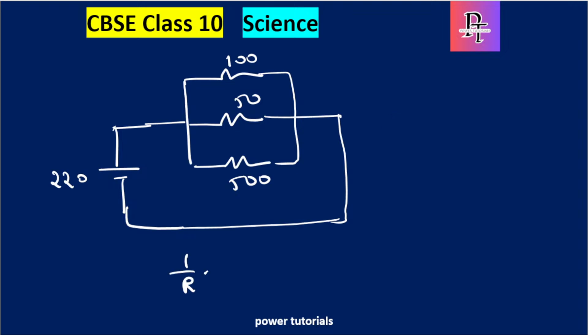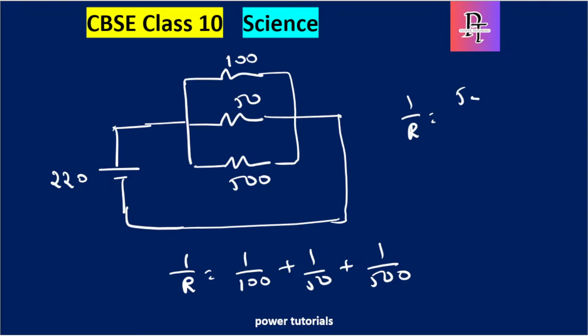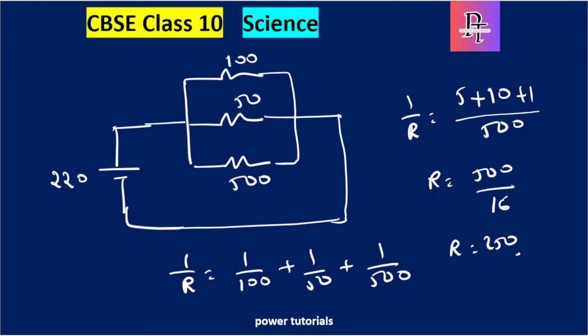So 1 by R is equal to 1 by 100 plus 1 by 50 plus 1 by 500. So 500 is LCM. So 1 by R will become 5 plus 10 plus 1 by 500. So R value is 500 by 16. If I divide by 2, I'll get 250 by 8. Again divide by 2, 125 by 4 ohms. So this is R effective.